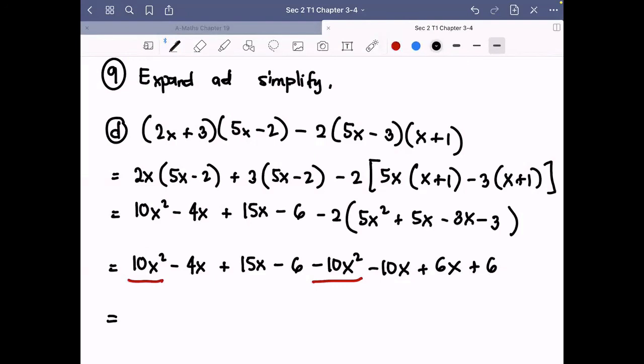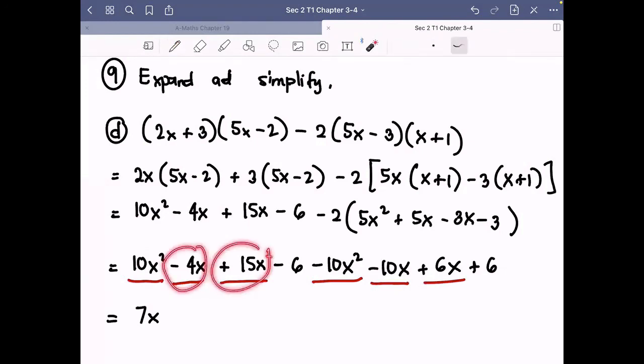What's next? So negative 4 plus 15. If you want to use your calculator, it's okay. So negative 4 plus 15, and then minus 10x, and then plus 6. So what do you get? So I get 7x, all right? Again, negative 4 plus 15 is 11. 11 minus 10 is 1. 1 plus 6 is 7, okay?